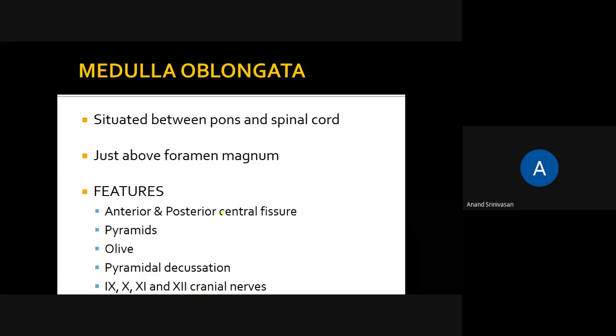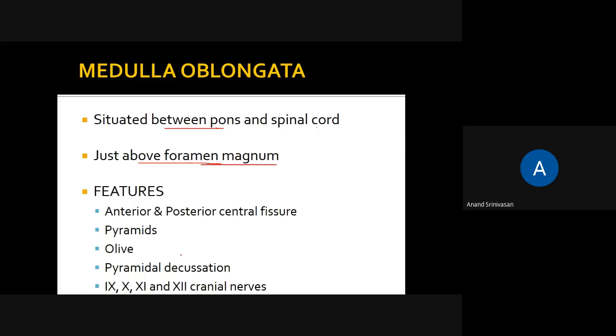The medulla oblongata is situated between the pons and the spinal cord. The spinal cord passes into the skull through a big foramen, which is called the foramen magnum.